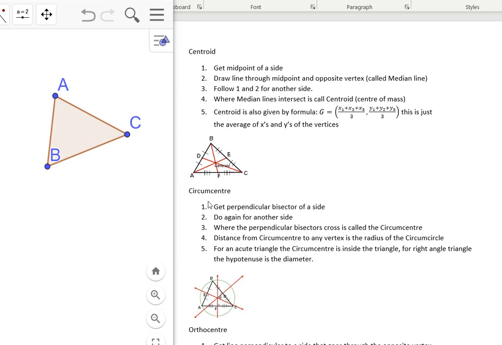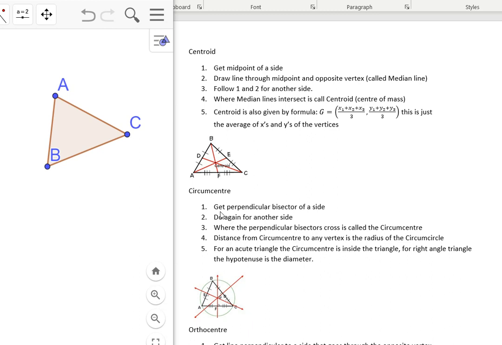Now for our circumcenter, this is something you've already come across in Junior Cert, and we need to know it as a construction as well. Now you need to know the construction of the centroid too. We have the circumcenter, and the circumcircle, I should say, is the circle that goes through all of the outside points, all of the vertices of our triangle. So what we want to do now is find the circumcenter. We're going to find the center of this circle that goes all the way around our triangle.